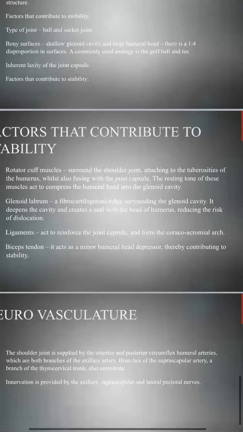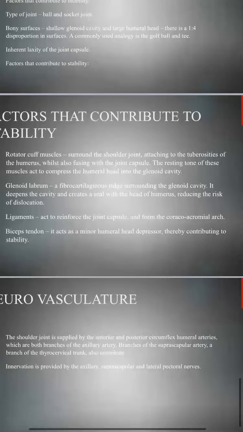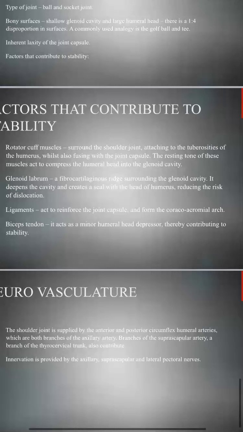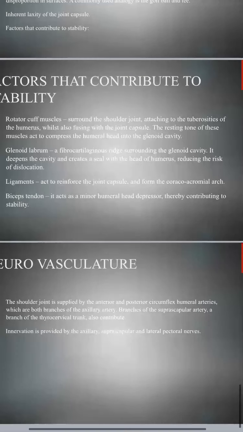Next, ligaments. We have dealt with the ligaments: coracohumeral ligaments, coracoacromial ligaments, glenohumeral ligaments. These are the ligaments which will be helpful in the stability of the joints. And the biceps tendon. The biceps brachii tendon is also present in the groove between the two tubercles, the intertubercular groove, so that it will be helpful in the stability.